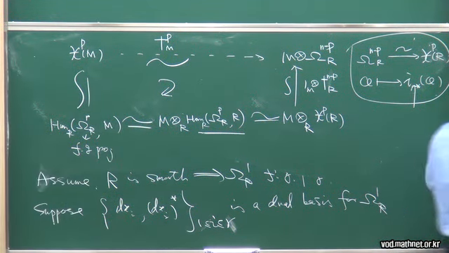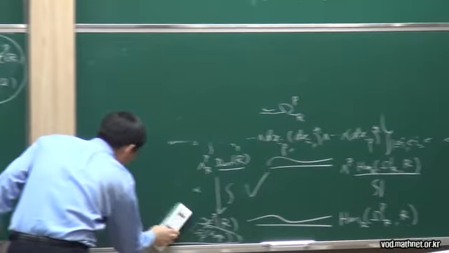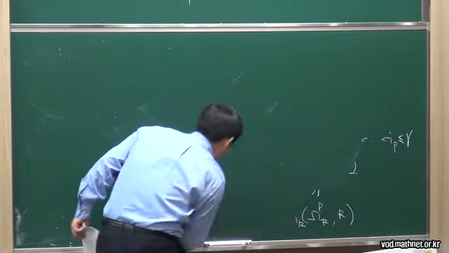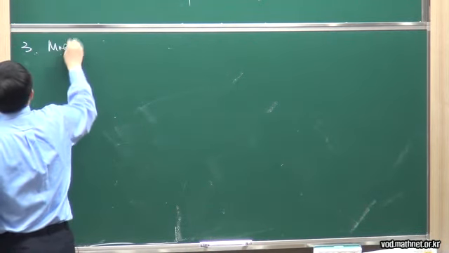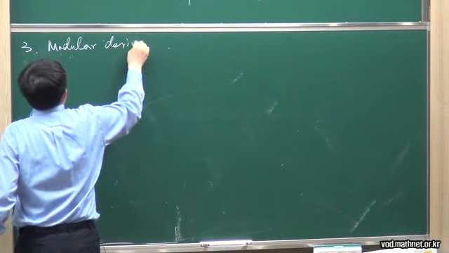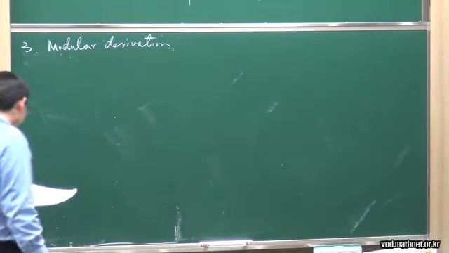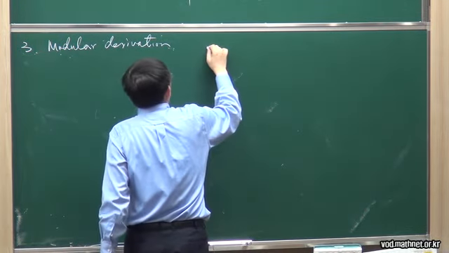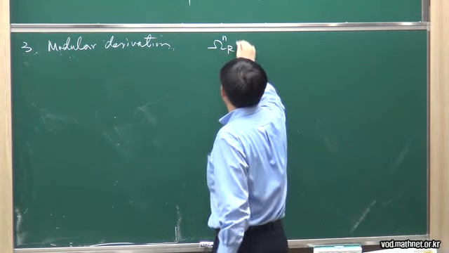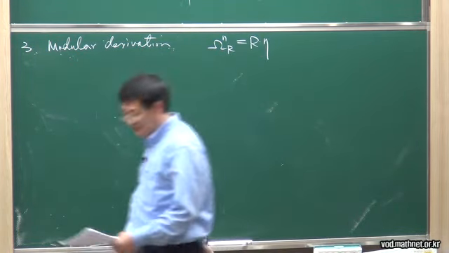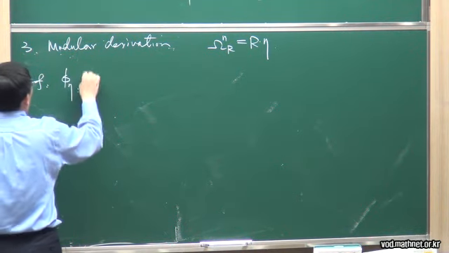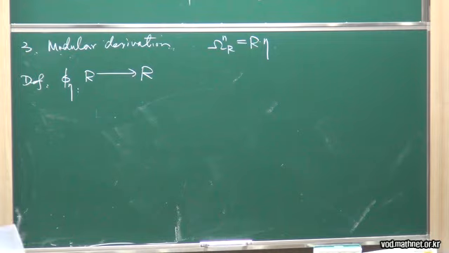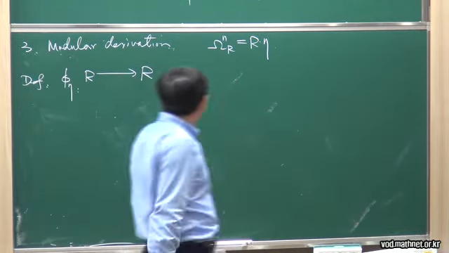Okay, now let me define the modular derivations. This is something like the modular vector fields in the manifold case. We assume R is smooth of dimension n with trivial canonical bundle, with eta a volume form. Then we define a map phi eta from R to R.